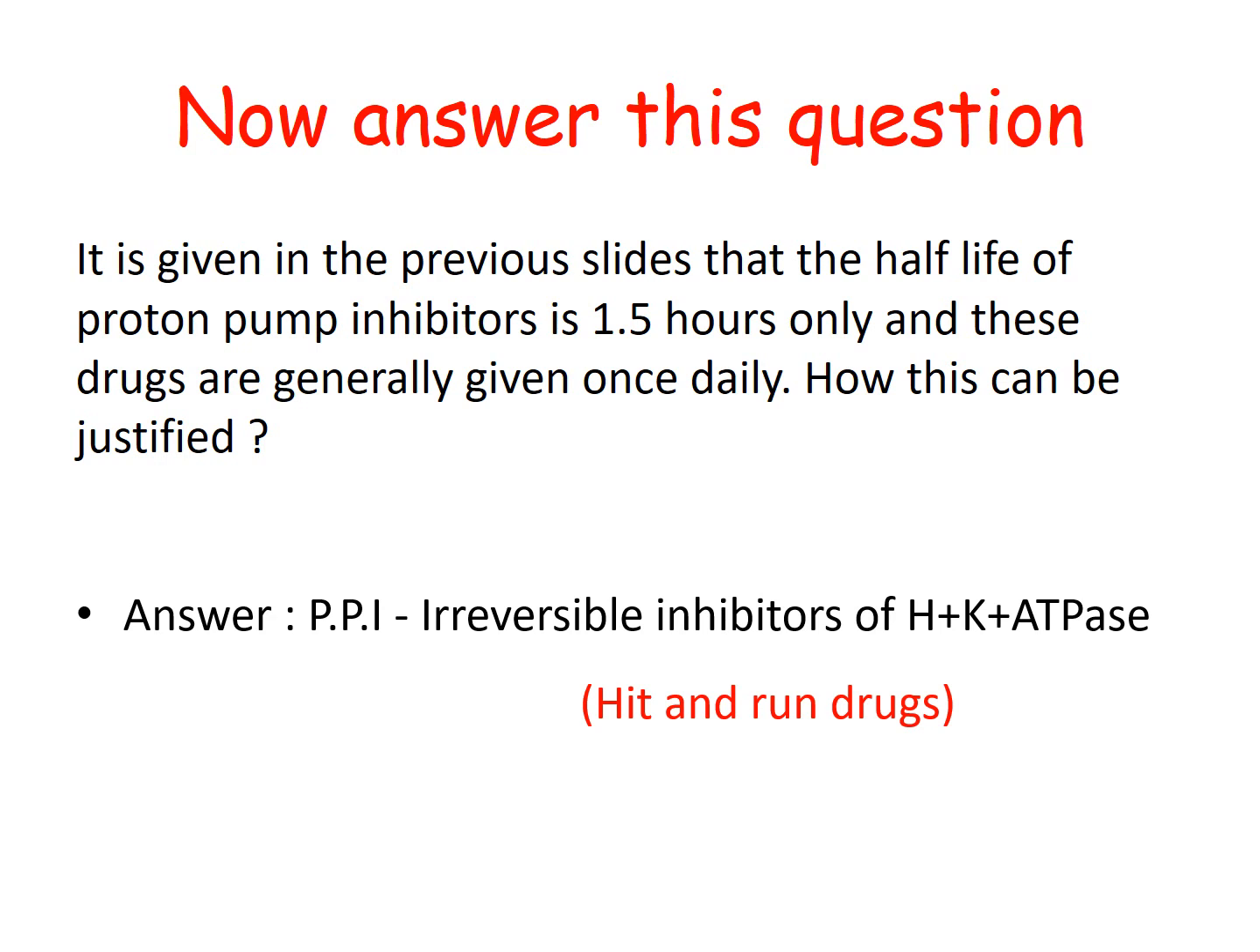Proton pump inhibitors irreversibly inhibit the H plus K plus ATPase. They are irreversible inhibitors of H plus K plus ATPase, and this is known as hit and run drugs. They will hit that proton pump and destroy that proton pump. So for further production of HCl, we need a new pump. It takes 18 hours. That's why it is given only once a day. This comes under the group of hit and run drugs.